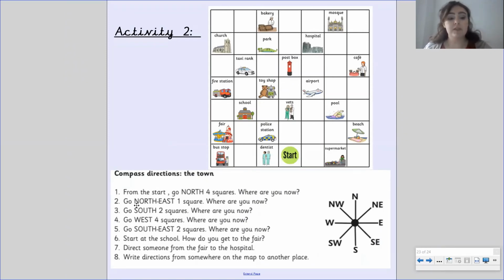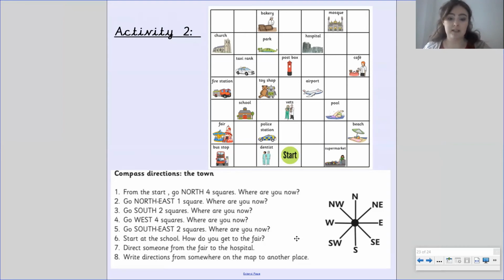Then from the second one, you're going to use where you ended up from number 1 to go northeast 1 square, where are you going to end up now? So if you have start and you go north 4 squares, 1, 2, 3, 4, and then you're going northeast 1 square from where you ended up. So northeast of the post box, 1 square is the hospital. That's what you need to do. And that's the same for questions 3, 4, and 5. So from questions 1 to 5, you are going to be using the last place you ended to get to the next place.